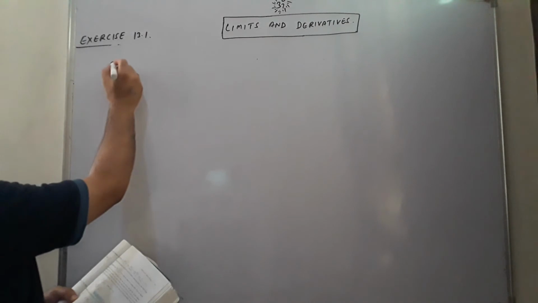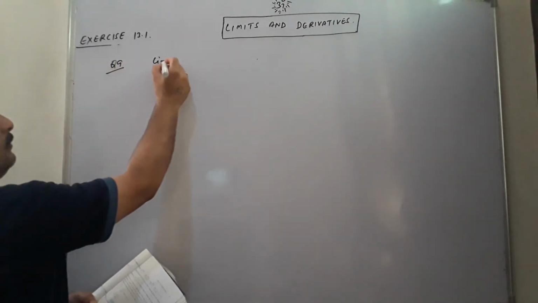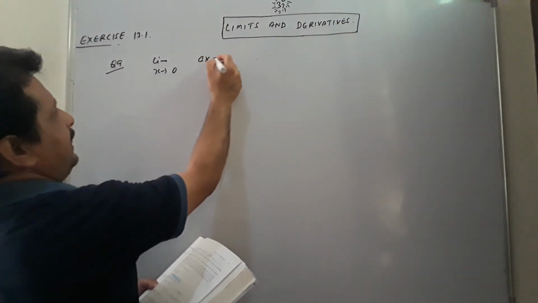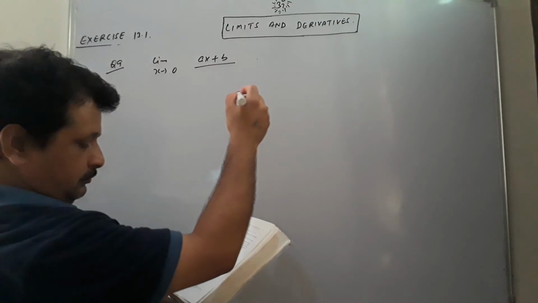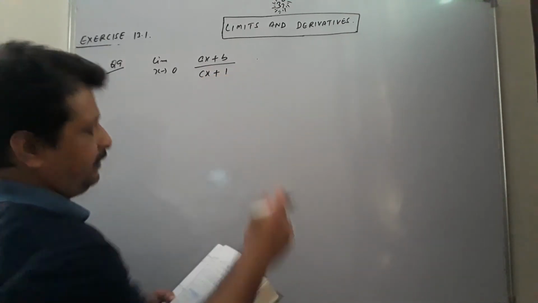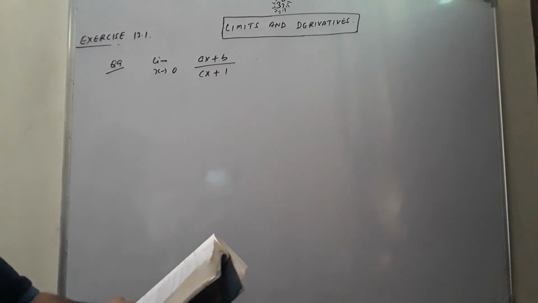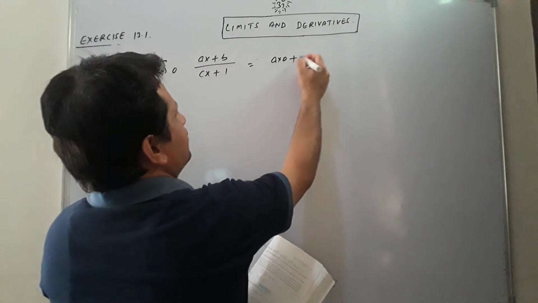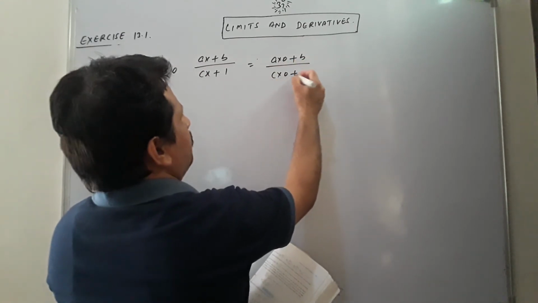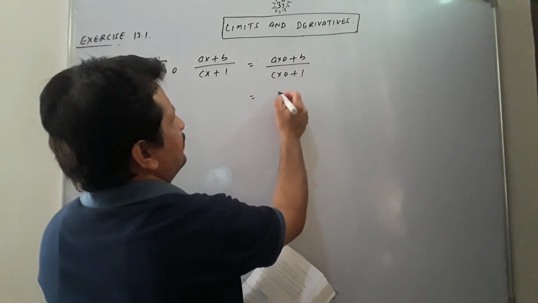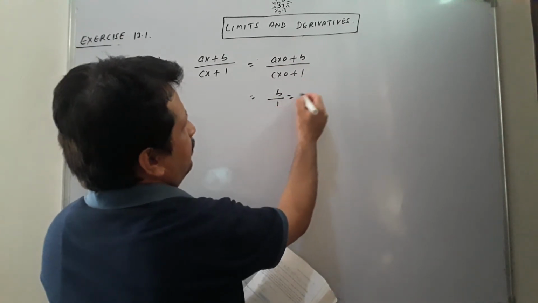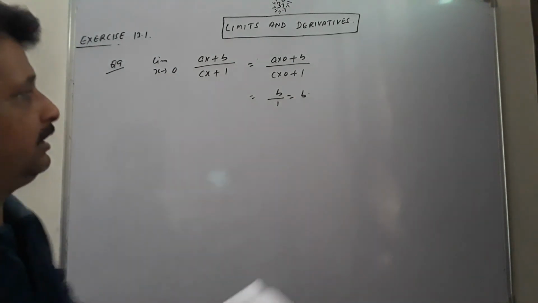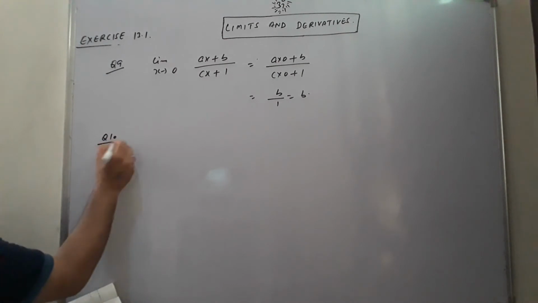Here is your question number 9, that is limit x tends to 0 of (ax + b) upon (cx + 1). Now students, here you can see that while x tends to 0, we get a into 0 plus b upon c into 0 plus 1. What will you say? This will come as equal to 0 plus b upon 1, it will come as equal to b. A very simple question this is. So let us come to question number 10.